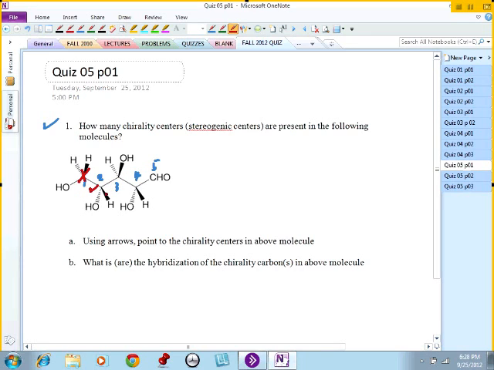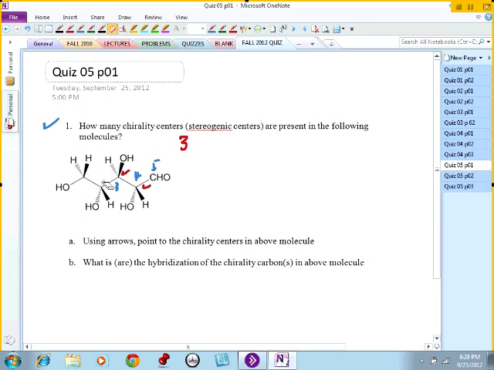About carbon number 3. Okay, that is also a chirality center. Very good. About carbon number 4. Okay, also a chirality center. So in this molecule we have 3 chirality centers. Okay, and then of course using arrows to point to the chirality centers. So that is what we have just done.